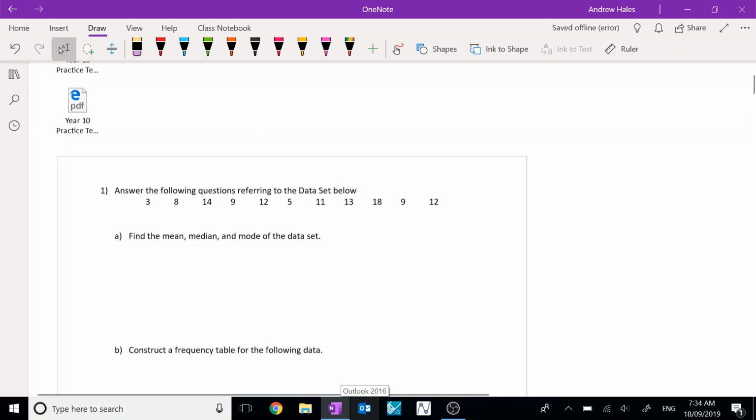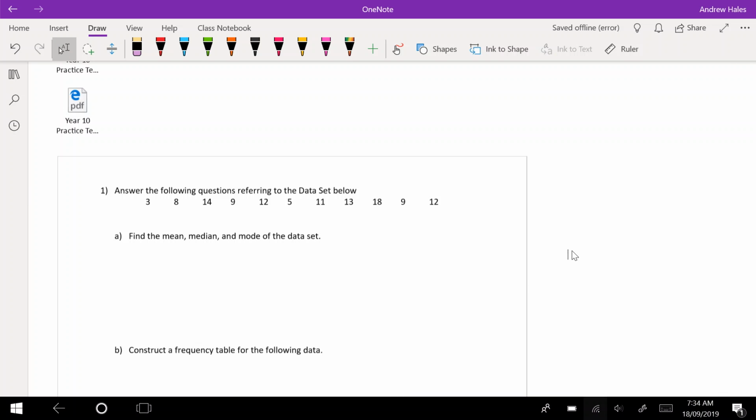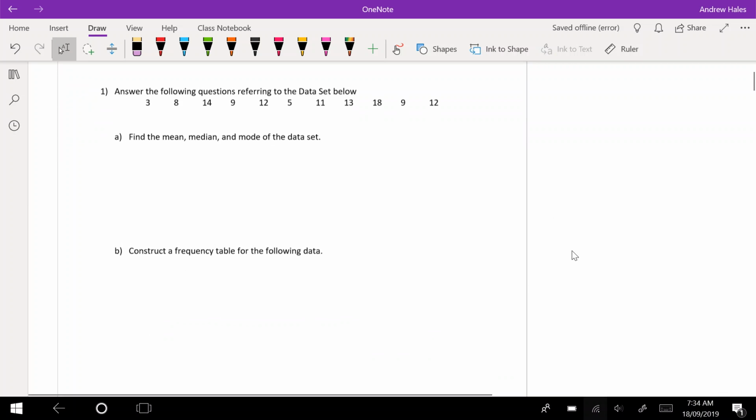Alright guys, here we go with these practice test solutions for test 5. We'll just get straight into it. The following questions refer to the data set below. Find the mean, median, and mode of the data set.